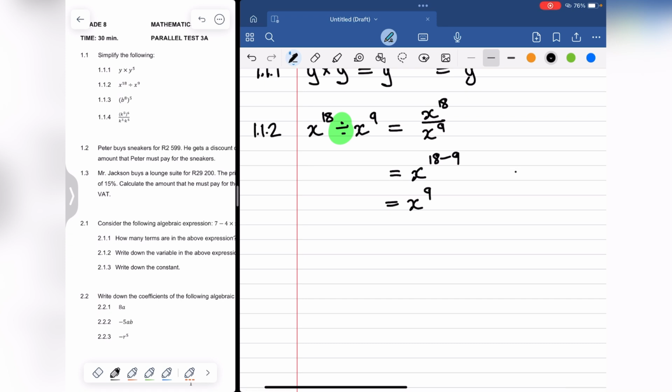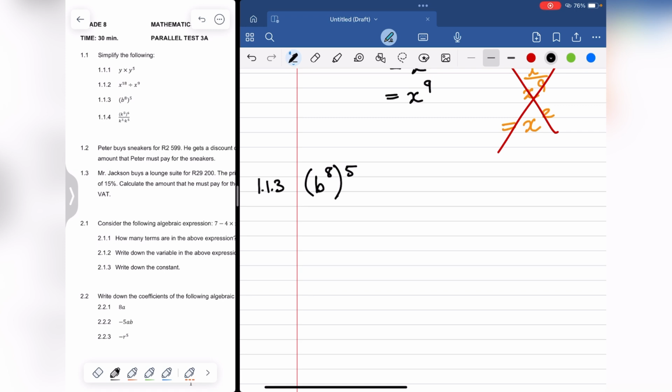A lot of you did this. If I can just use a different color here, a lot of you had, I've got x to the power 18 over x to the power 9, and then you said my answer is x to the power 2. And the reason you wrote x to the power 2 is because you decided to divide 18 by 9. We do not divide the exponents, we subtract the exponents. So that is wrong.